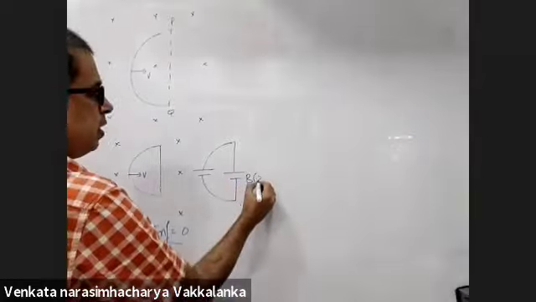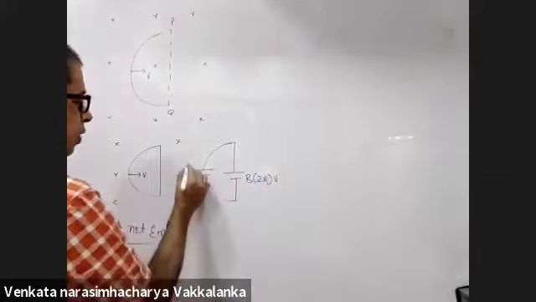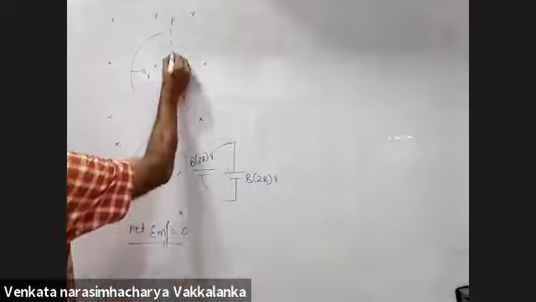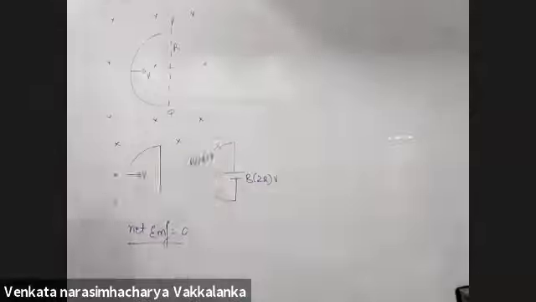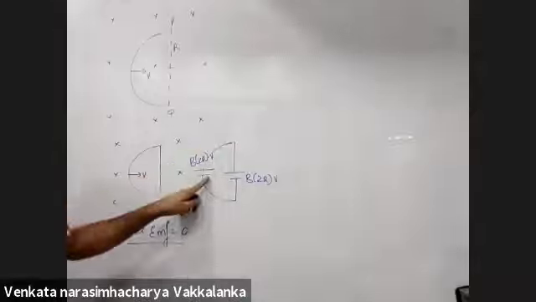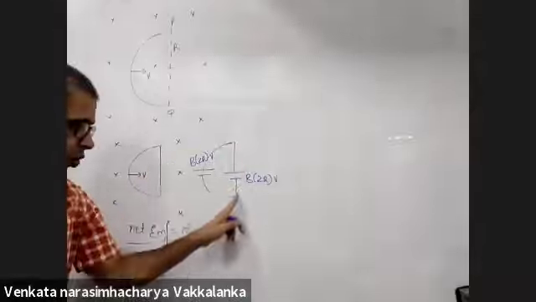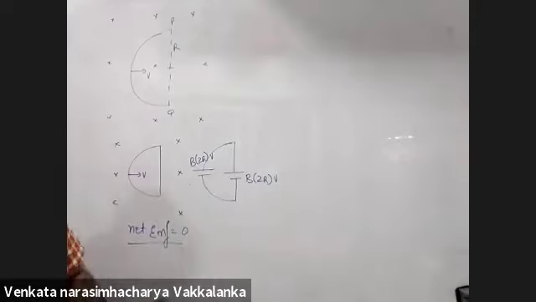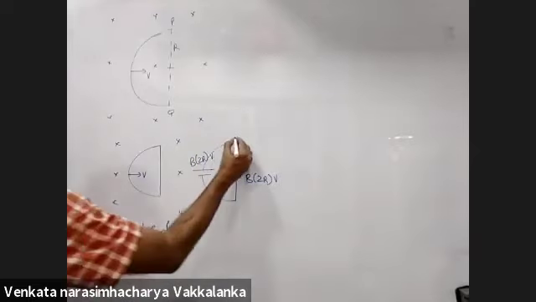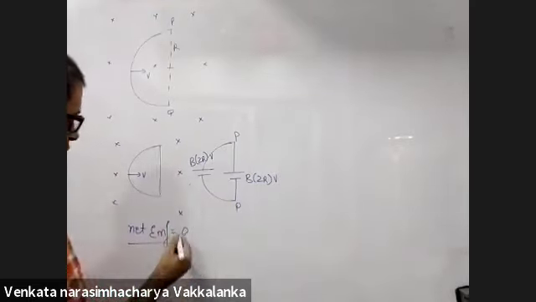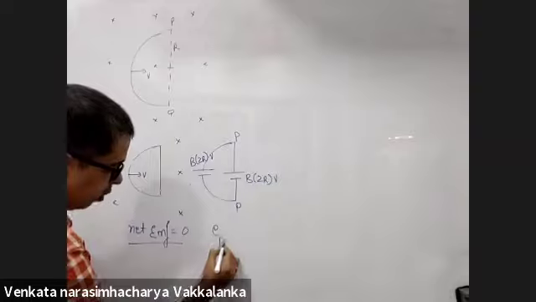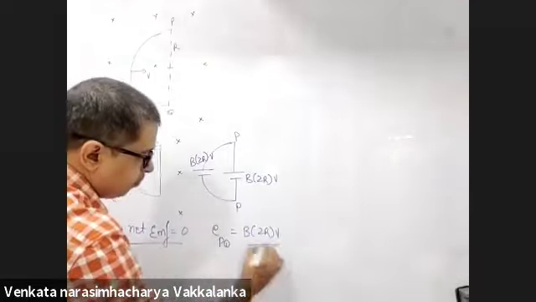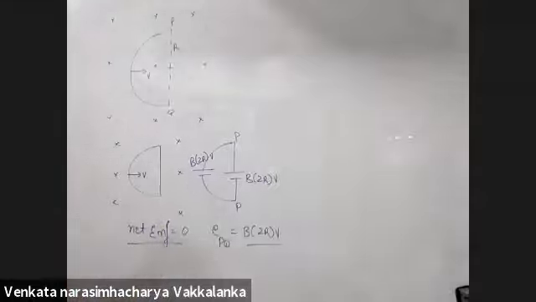This will be B into 2R into V, where R is the radius. So this will have an EMF in this direction. The closing side will have an EMF in this direction. Net total EMF becomes zero. Are we convinced? So I know the motional EMF across PQ. EMF across PQ will be B into 2R into V. This is one way of solving.